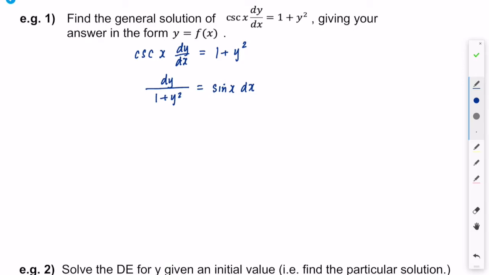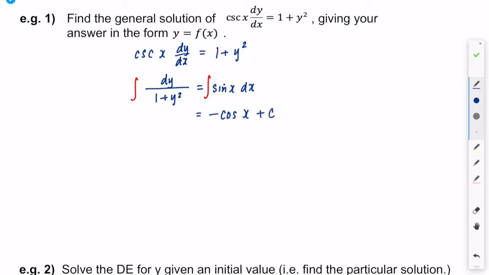And then it looks clean enough now that in order to get rid of the dy dx, I have to integrate. So let's integrate both sides of this equation. The right side should be easier to deal with. I know that the integral of sine x is negative cosine x. Let's put plus c on this side, okay?